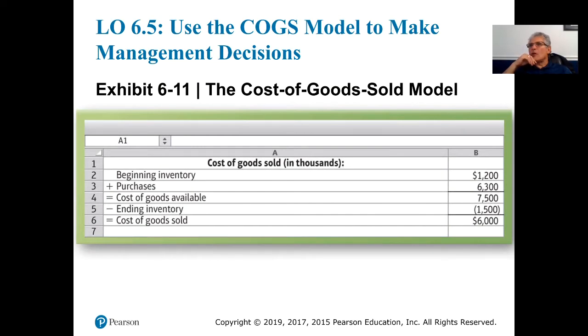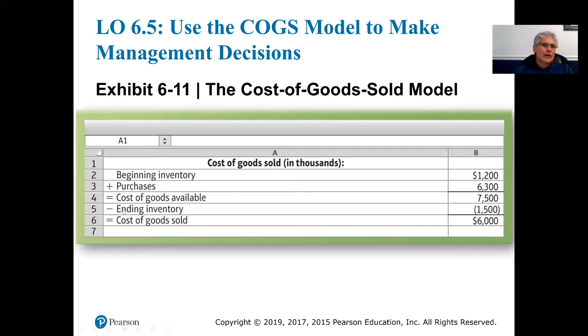Okay, so when we're also making management decisions, we like to look at the cost of goods sold model. The way this computation works, it's a very common formula that is used. Beginning inventory, this is what we start off. We're going to add purchases to it. And when we do that, we'll end up with the cost of goods available for sales. So that's 1,200 plus the 6,300 means we have 7,500 available.